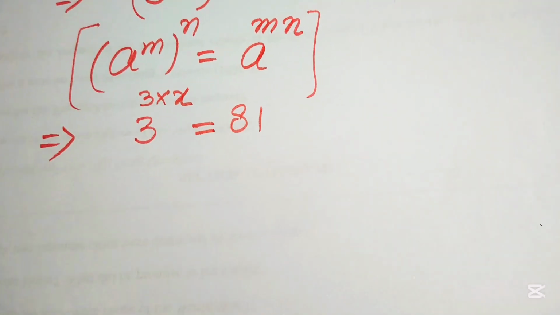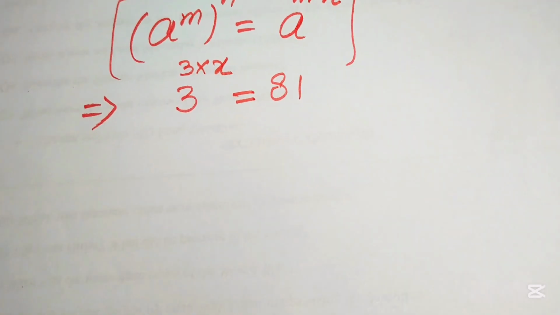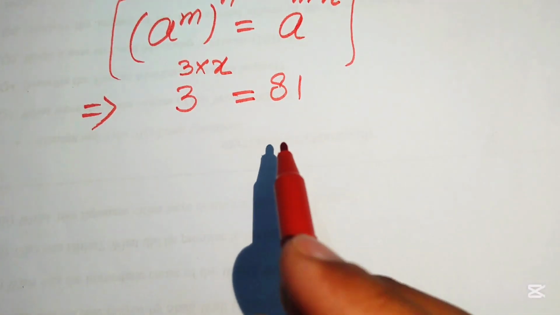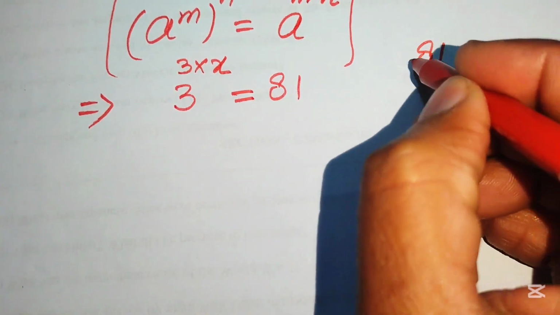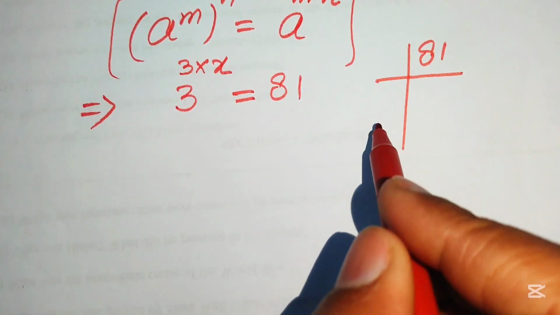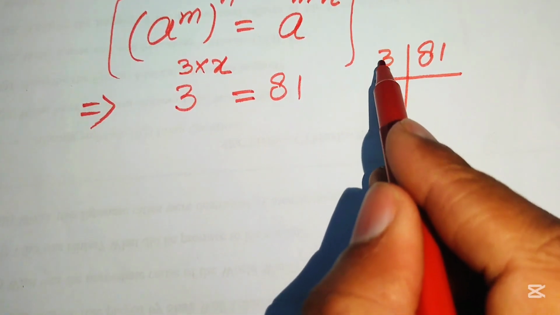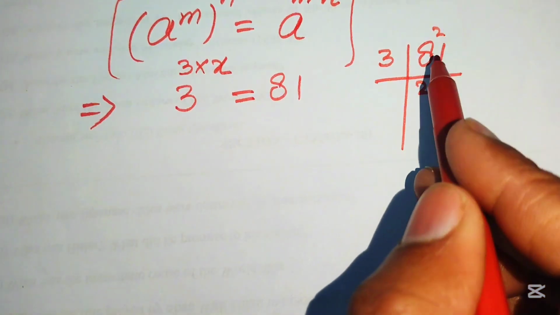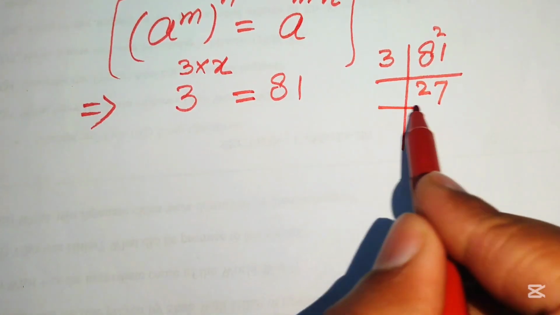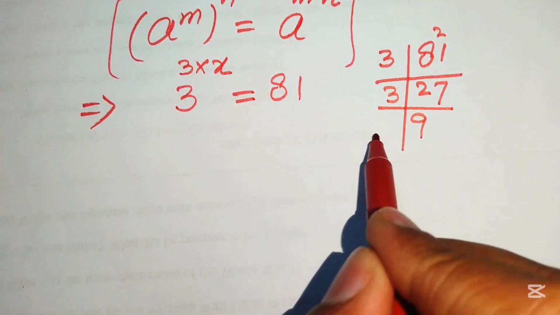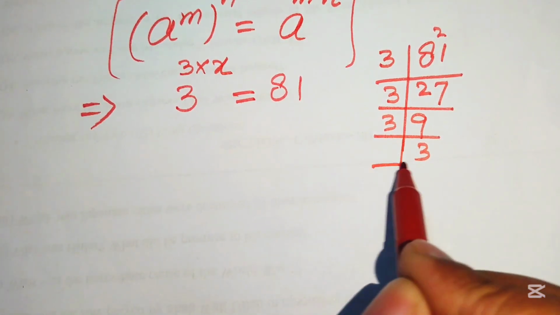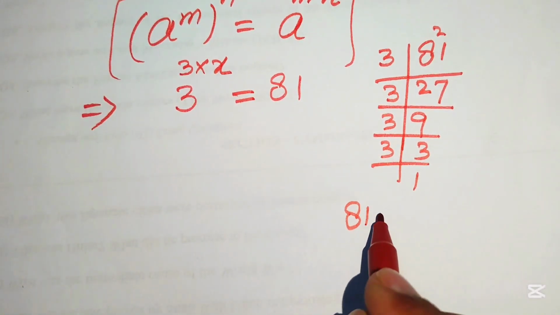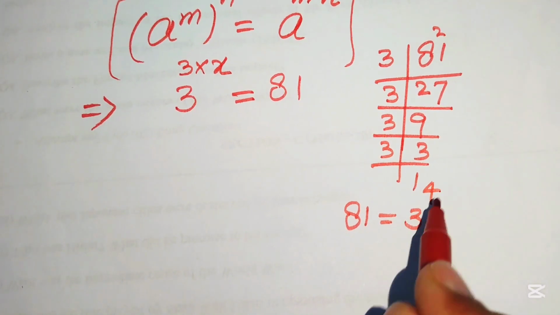Now, because we solve this problem for the value of x, we focus on this 81, and we find the prime factors of 81 using the division method. First we divide it by 3. So 3 2s are 6, and we carry 2, and 3 7s are 21. Similarly, 3 9s are 27, 3 3s are 9, and 3 1s are 3. So it means that we write 81 is equal to 3 to the power of 4.